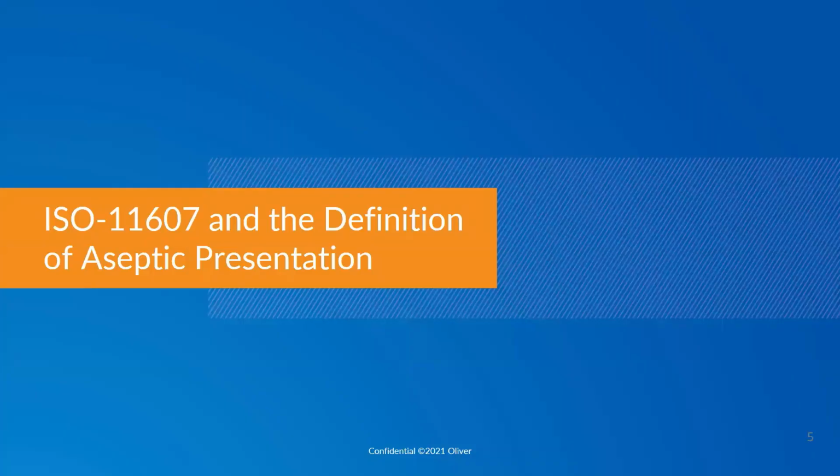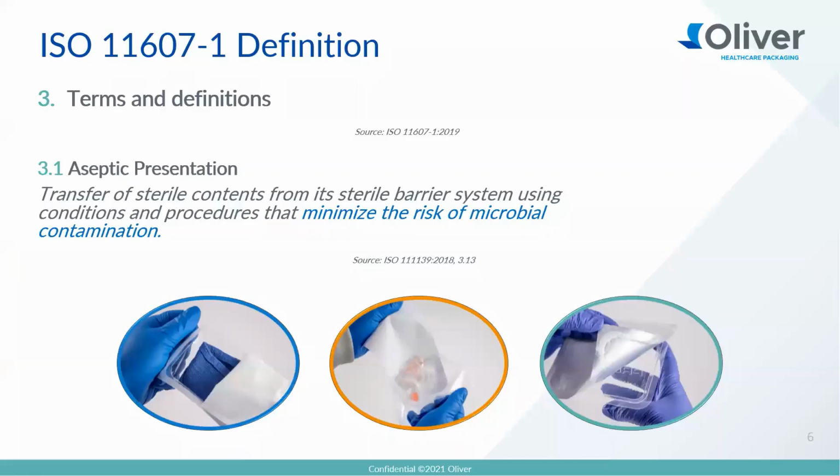So the first part of today's webinar is going to look at ISO 11607 and the definition of aseptic presentation. Okay, so now if we look at the definition of what aseptic presentation actually is, and this comes obviously from the ISO 11607 standard, it basically says that aseptic presentation is the transfer of sterile contents from its sterile system using conditions and procedures that minimize the risk of microbial contamination. And Tommy, I wanted to emphasize that aseptic presentation is about microbial contamination and not other types of contamination.